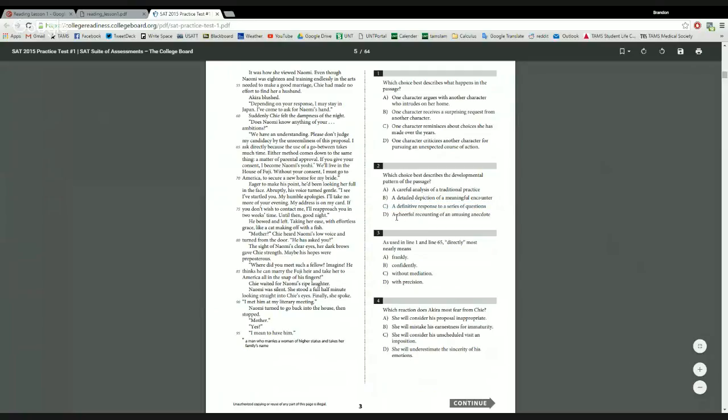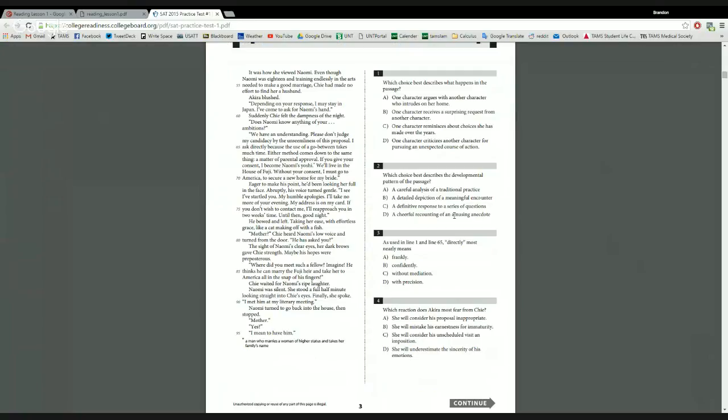And D, a cheerful recounting of an amusing anecdote. This really isn't an amusing anecdote. It's not humorous. It's more of a serious and pretty meaningful one. So the answer is B.